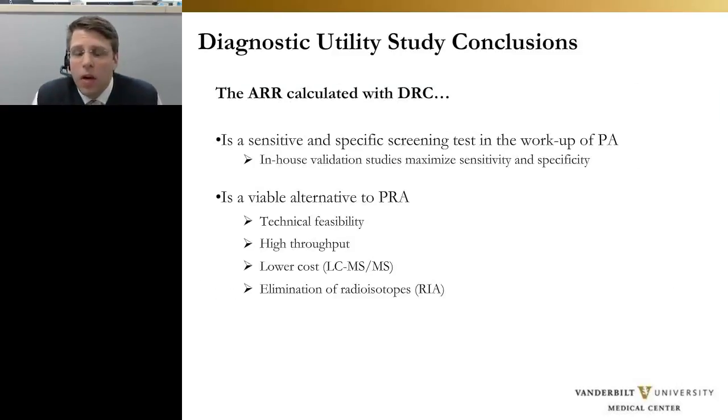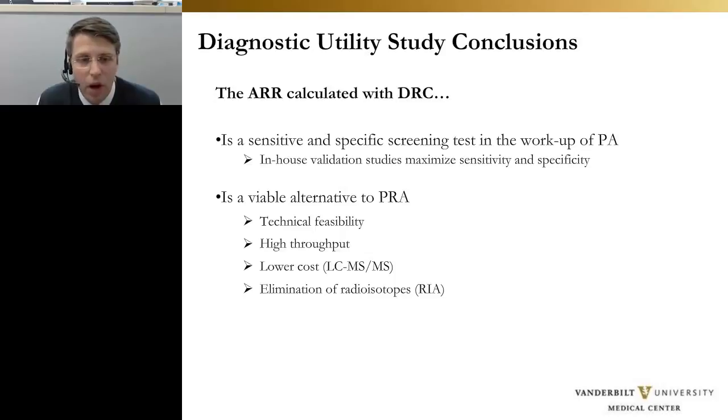So overall, in this presentation, I hope you can see that I demonstrated that the aldosterone to renin ratio calculated with direct renin concentration was really shown to be a sensitive and specific screening test in the workup of primary aldosteronism, especially when in-house validation studies were utilized to maximize sensitivity and specificity. And this is why we feel that direct renin concentration is a viable alternative to plasma renin activity.